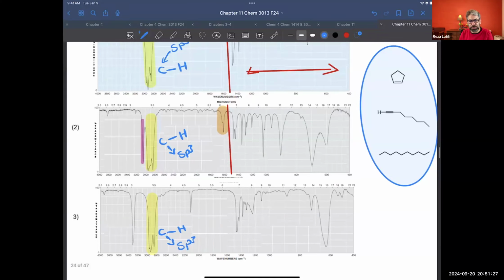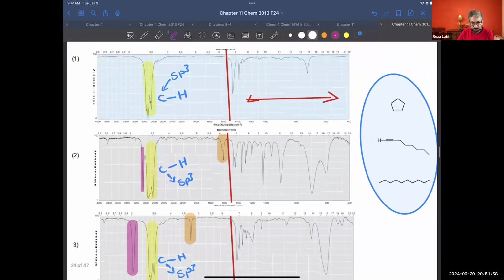But we are getting new peaks. We're getting a new peak, and that peak is right here. If I find the 1500, it's somewhere here. This peak showed up somewhere there, and now it is shifting here. Let me highlight that peak. Also, I got a peak here, and that peak again is shifting to higher wave numbers. So the top one has only carbons with sp3 hybridization among those 3 compounds.